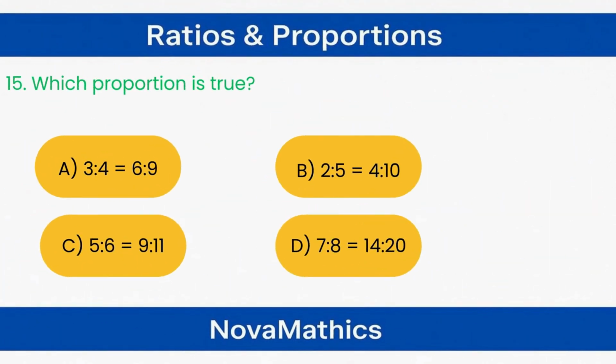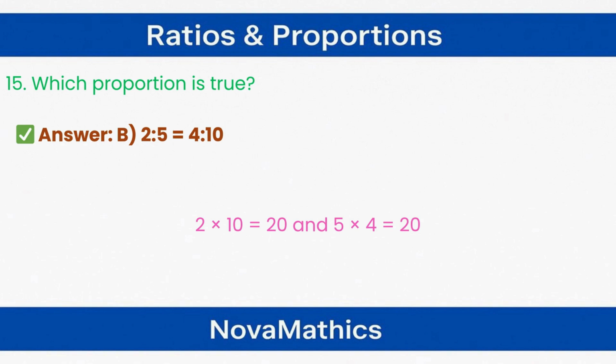15. Which proportion is true? Correct answer is B. 2 times 10 and 5 times 4 both equal 20. The proportion is correct.